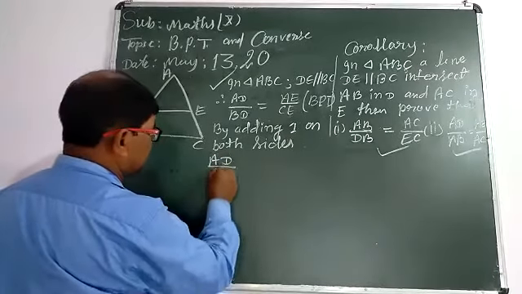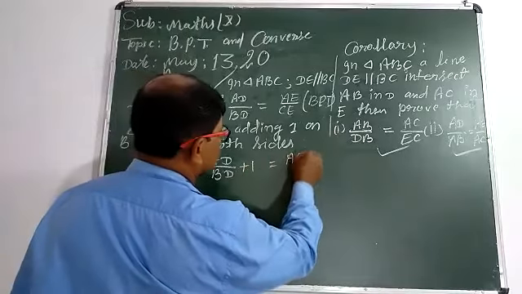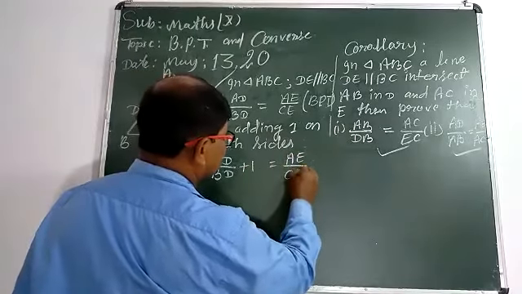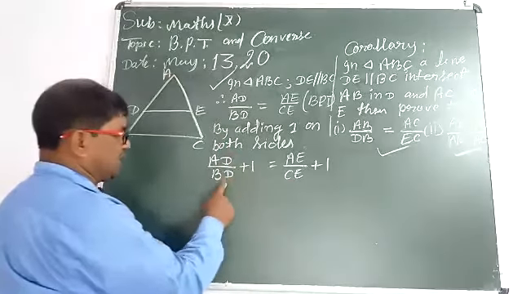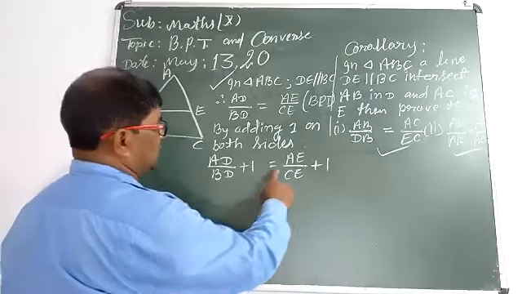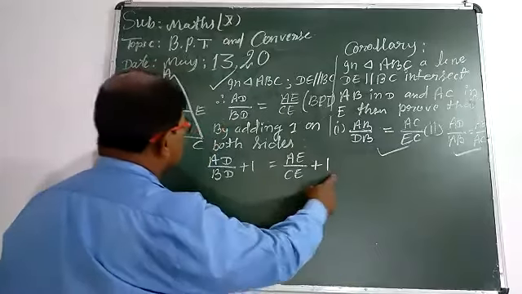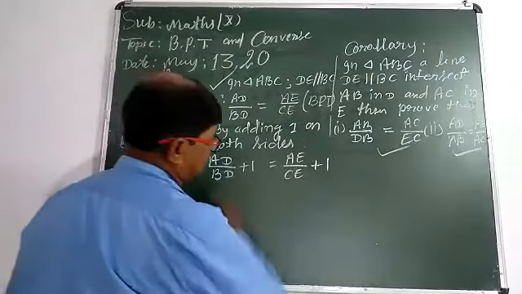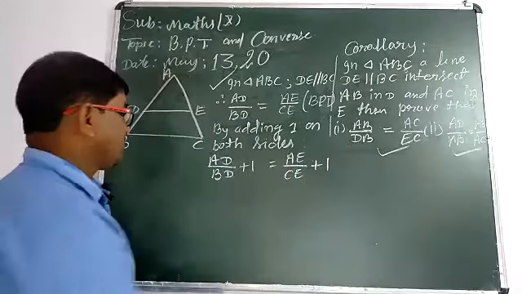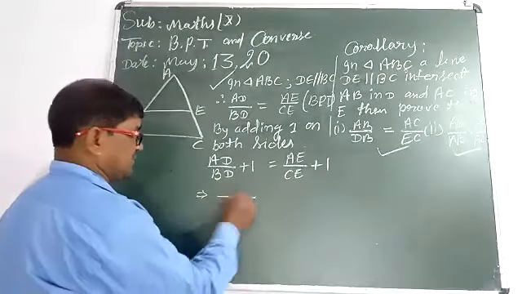Now AD upon BD plus 1 equal to AE upon CE plus 1. Adding 1 in LHS and RHS. Okay. Now do the simple operation.